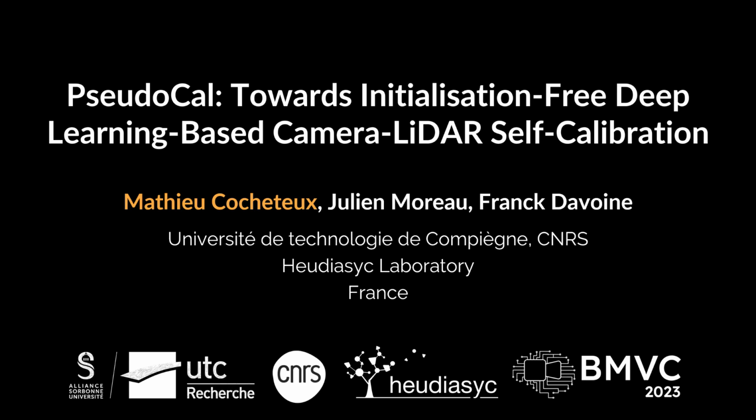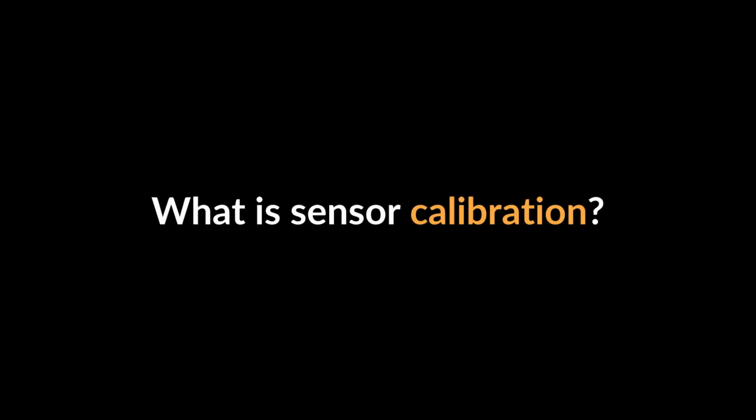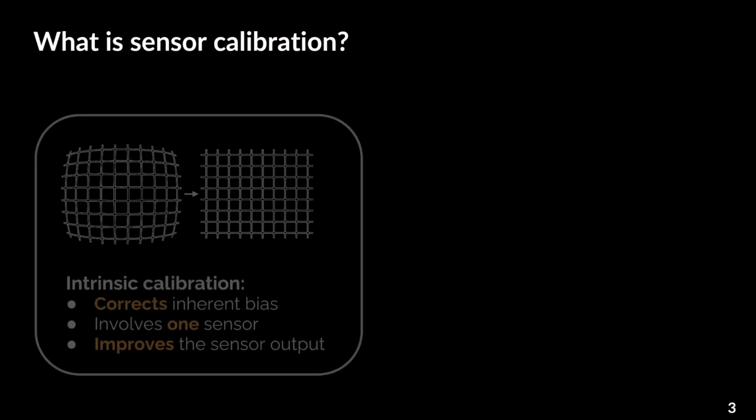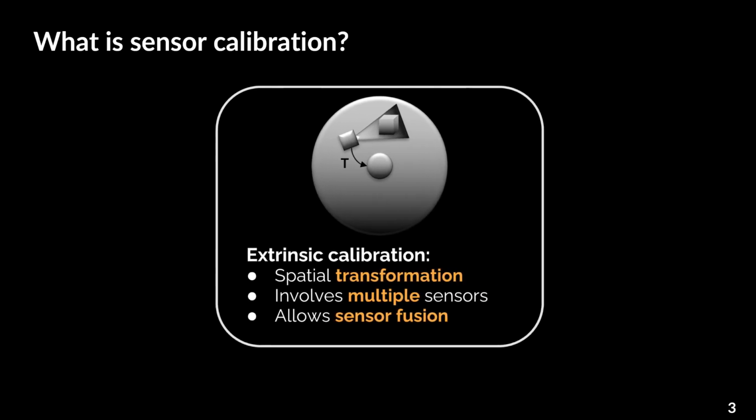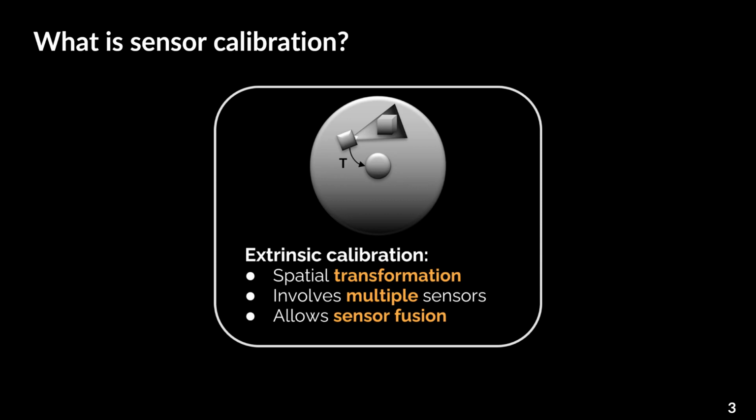I'll now introduce PseudoCal, our novel camera-to-LiDAR extrinsic self-calibration method. First, what is sensor calibration? Well, there are two types of calibration. Intrinsic calibration, which is about correcting an inherent bias in a sensor, such as a defect in the lens of a camera, to improve the output. And extrinsic calibration, which is about finding the spatial transformation between two sensors to allow sensor fusion. This work will focus on extrinsic calibration.